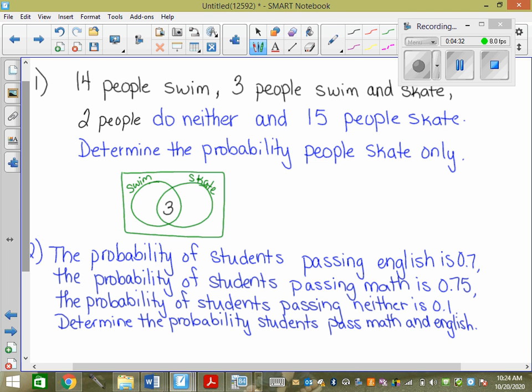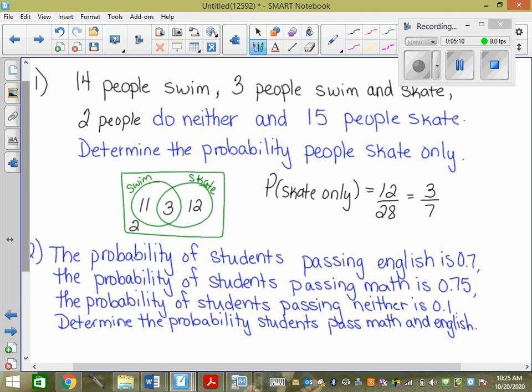So on the test, people can subtract. So it's 15 people skate, this whole circle needs to have 15, this is gonna be 12. And then there's 14 people who swim, there's 11 who swim only. You have to remember to subtract. And then there are two who do neither on the outside. How many is that total? 28? And we want the ones who skate only, so it's going to be probability of skate only. How many skate only? 12 out of 28, which can reduce to 3 out of 7.